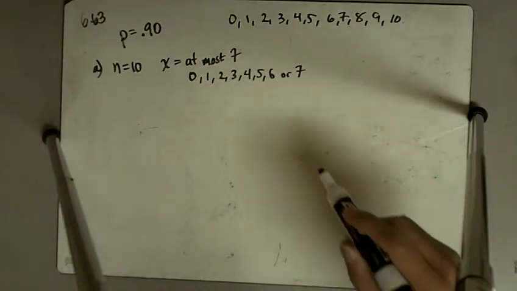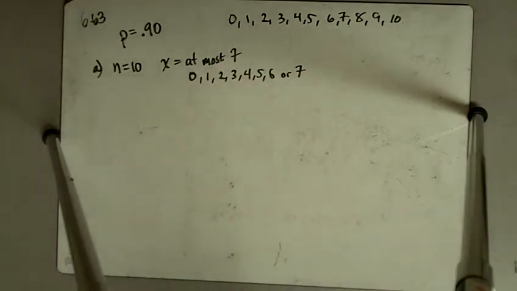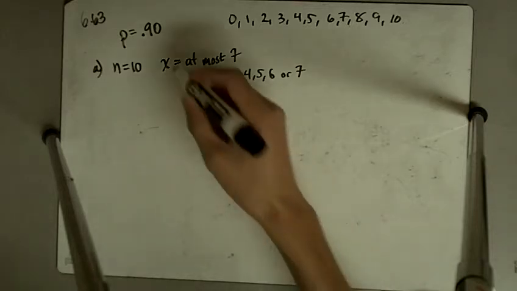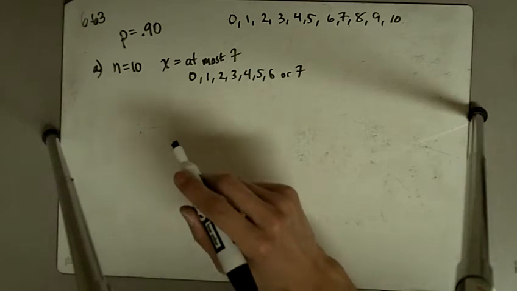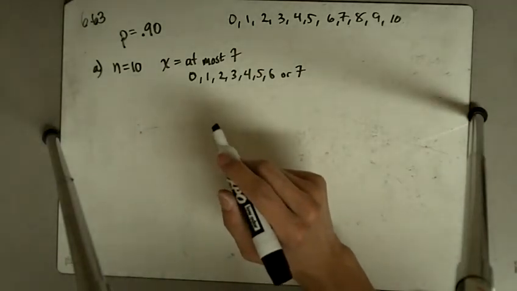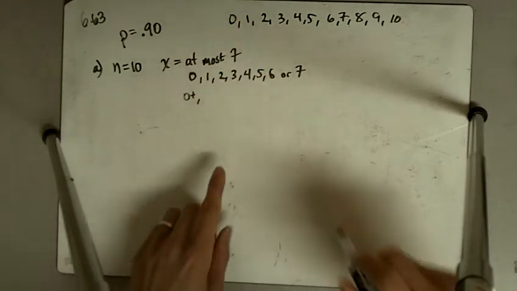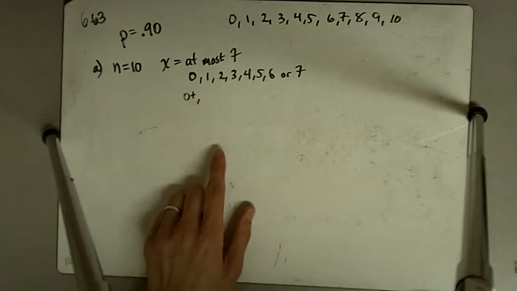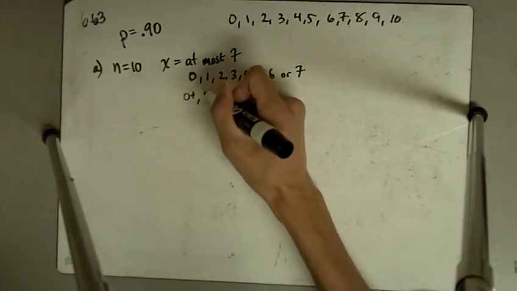All right, so at most 7 means we can go to our probability table, and we're going to look up n equals 10, p equals 0.9, and x equals 0. And when I look that number up in the binomial probability table, this says I get 0 plus, which basically means almost 0, but just ever so slightly over 0. And so the probability of getting 0 is close to 0.